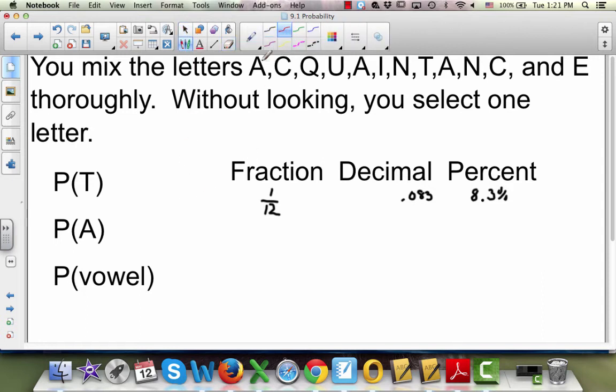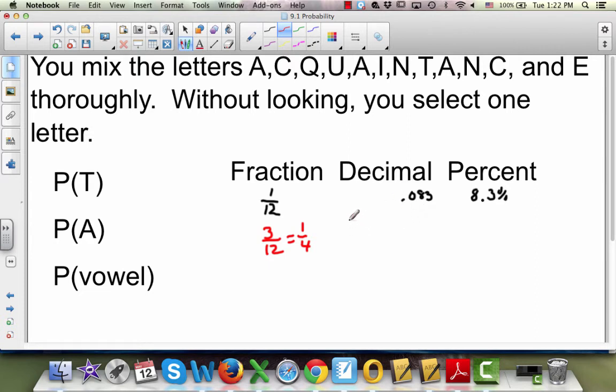I'll get a different color. All right, probability of getting an A is still going to be a possible outcomes of 12, and now there are 1, 2, 3 A's. 3 A's over 12 would give us 1 over 4. You always want to reduce it, okay? 1 over 4. We want to change that into a decimal.